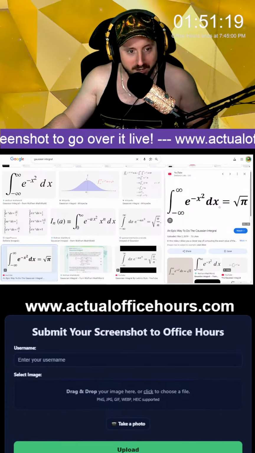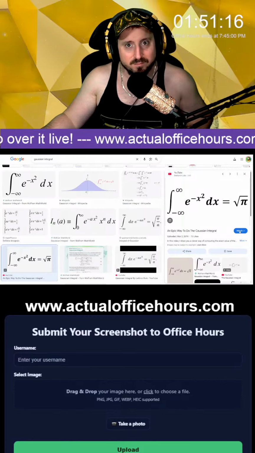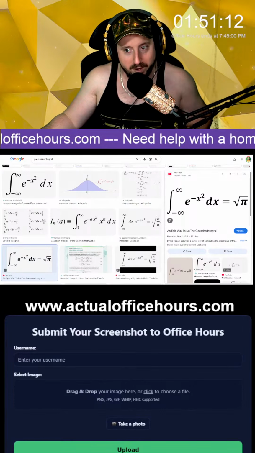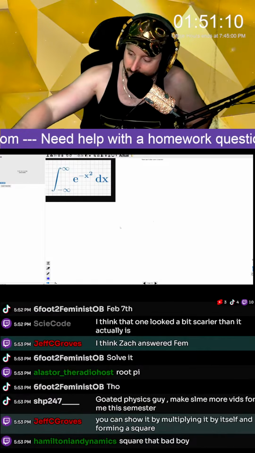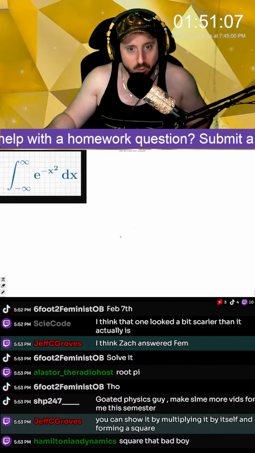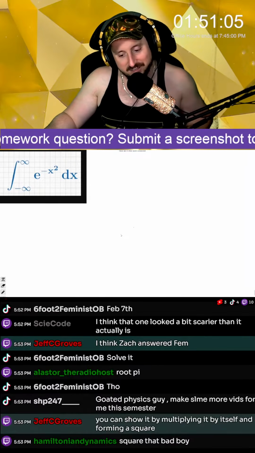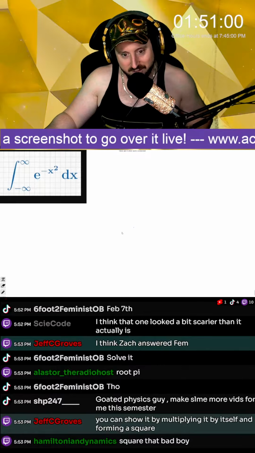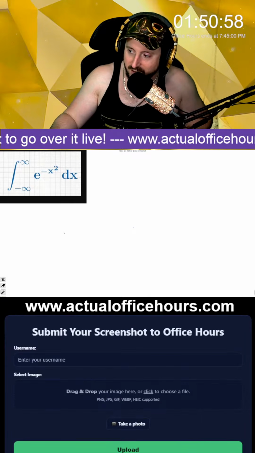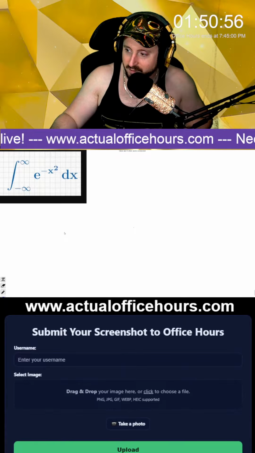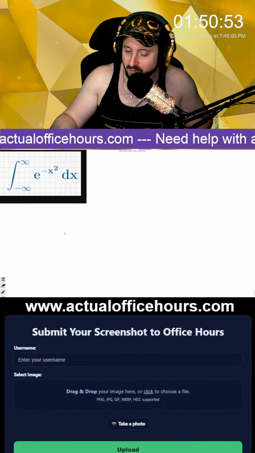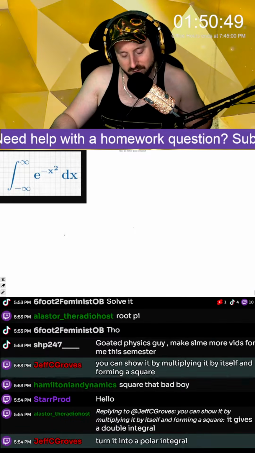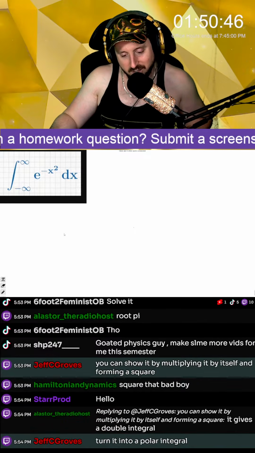Yeah, okay, apparently it's just the square root of pi. You can show it by multiplying it by itself and forming a square. Okay, let's try that. I'm actually kind of excited about that. Square that bad boy. Okay. Multiply it by itself. Wait, it gives a double integral. Turn it into a polar integral.